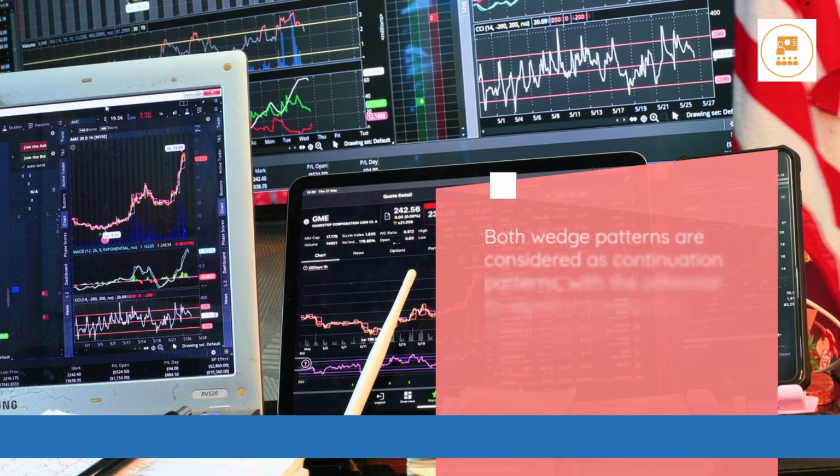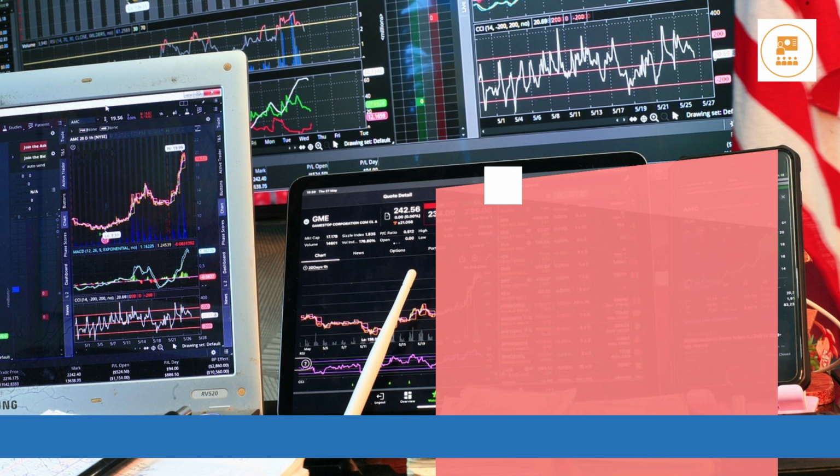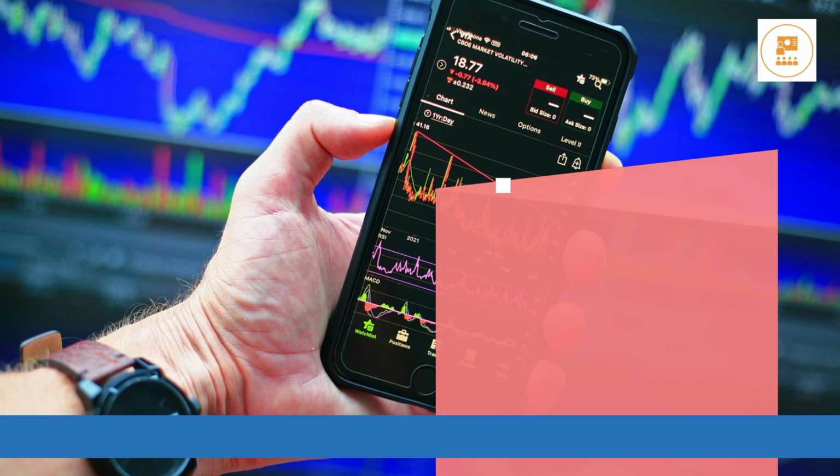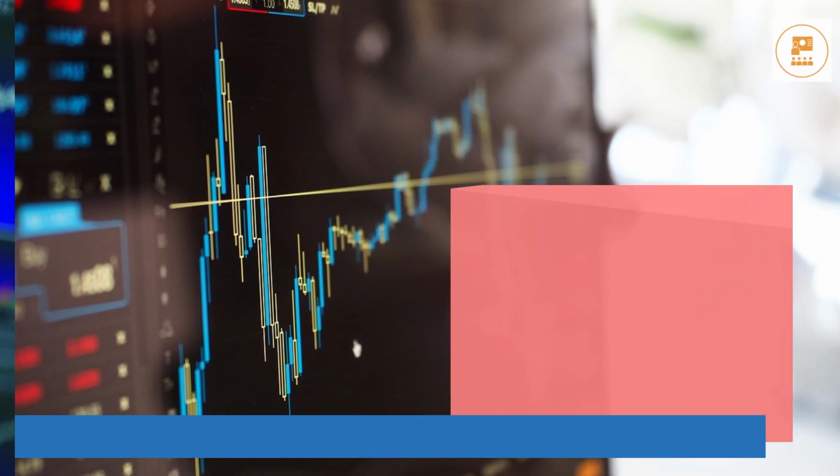Both wedge patterns are considered as continuation patterns, with the potential to signal a breakout in either direction. To confirm a breakout, traders often look for a significant increase in trading volume. In the case of a falling wedge, a breakout above the upper trend line may signal a potential bullish move. Conversely, a breakout below the lower trend line of a rising wedge may indicate a potential bearish move.